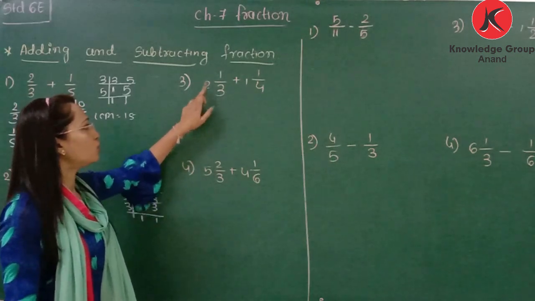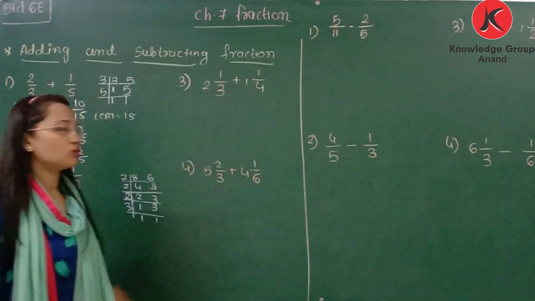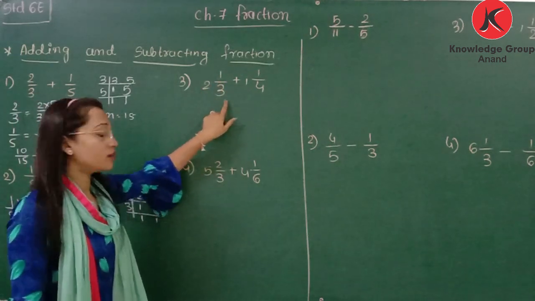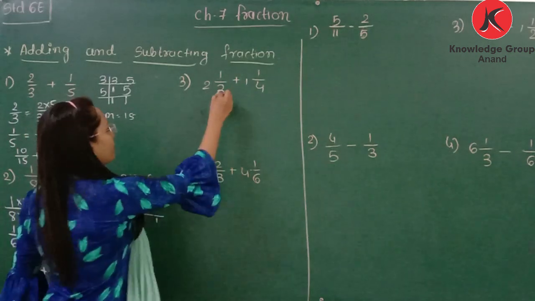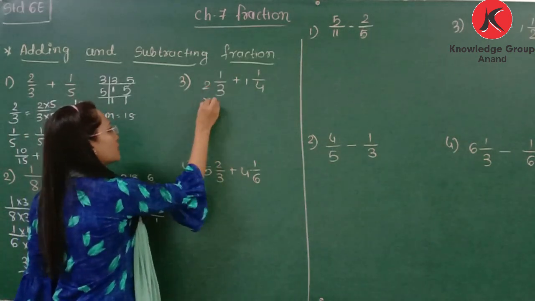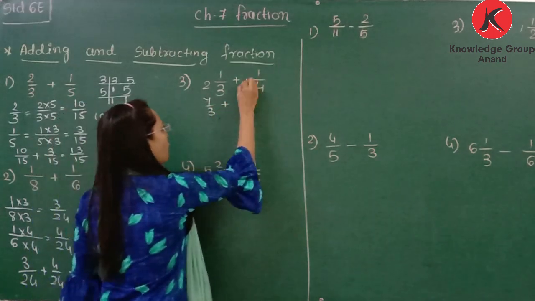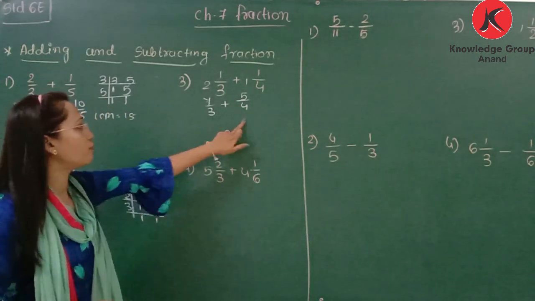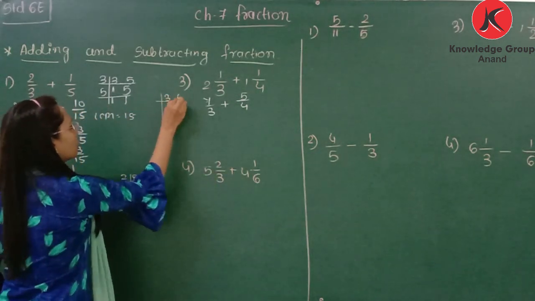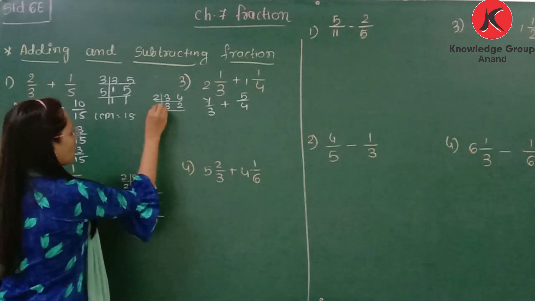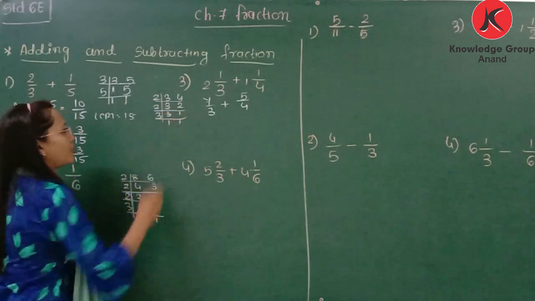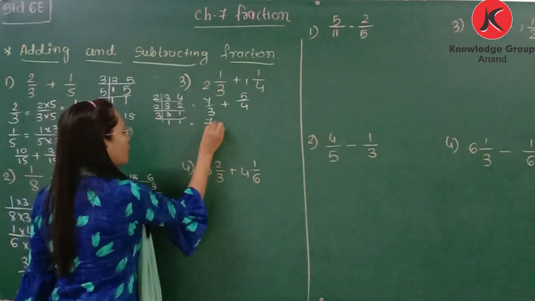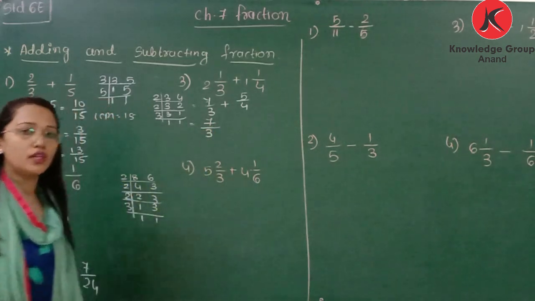Now your next one, 2 1 by 3 plus 1 1 by 4. First of all, convert the mixed fractions into improper fractions. So 3 twos are 6 plus 1, 7 by 3, plus 4 ones are 4 plus 1, 5 by 4. Now take the LCM of 3 and 4. So let's take the LCM of 3 and 4. So here the LCM will be 12. 3 fours are 12.